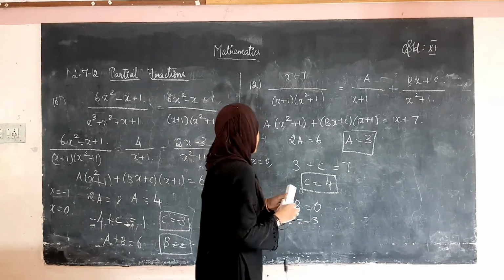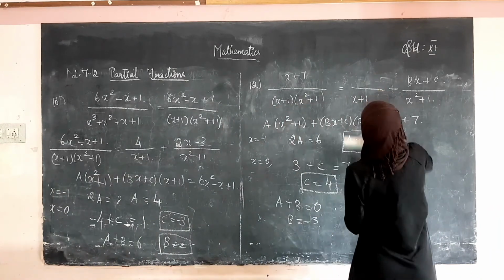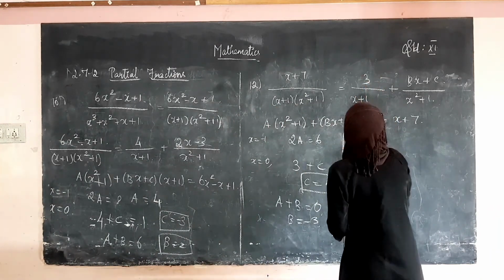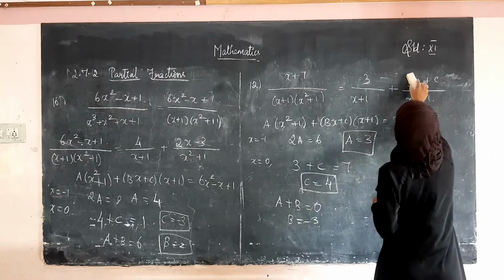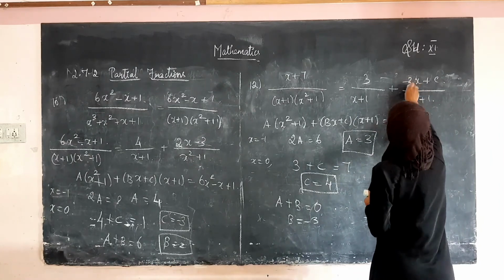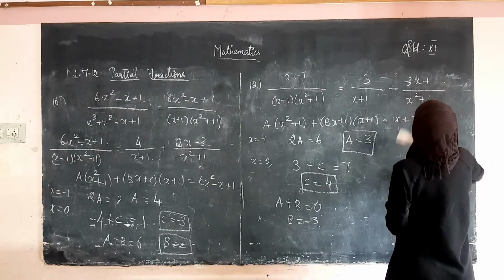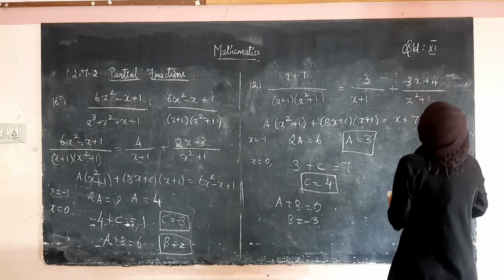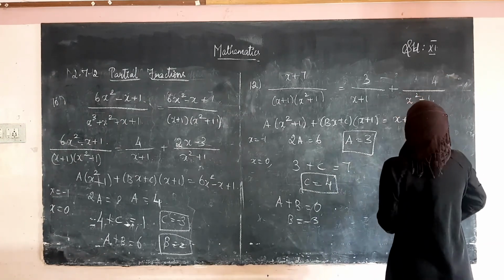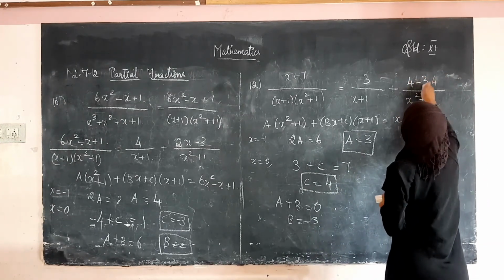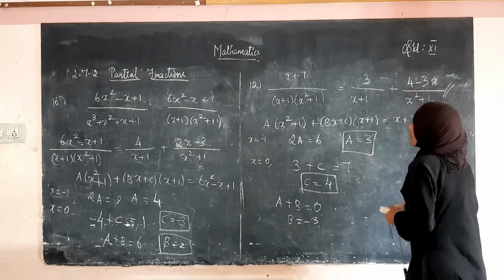So, what will be the answer? A is 3, right? So, here it is 3 divided by (x + 1) plus, B's value is minus 3 and C's value is 4, so this can be written as (4 − 3x) divided by (x² + 1). So, this is the solution.